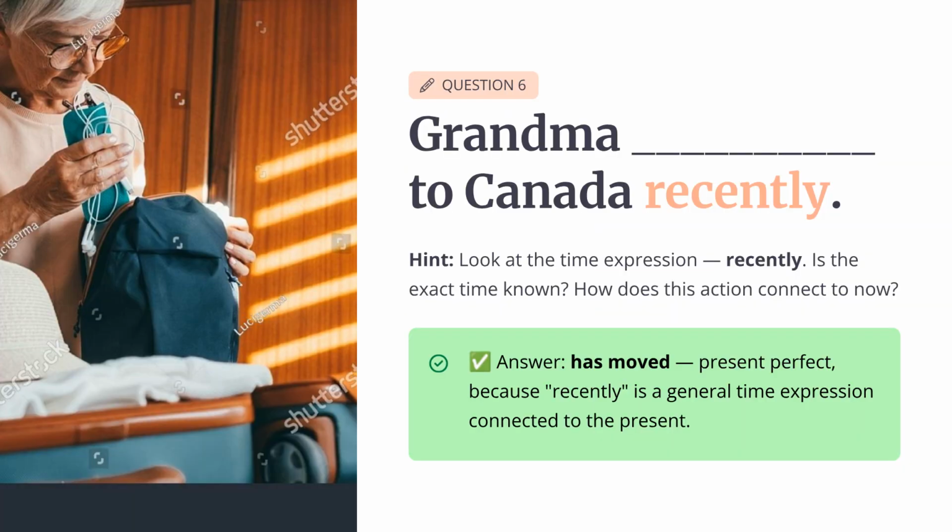Look at question 6. The sentence states, Grandma blank to Canada recently. Look at the time expression recently. Is the exact time known? And how does this action connect to now? The answer is has moved. We use the present perfect because recently is a general time expression connected to the present. The full sentence is, Grandma has moved to Canada recently.